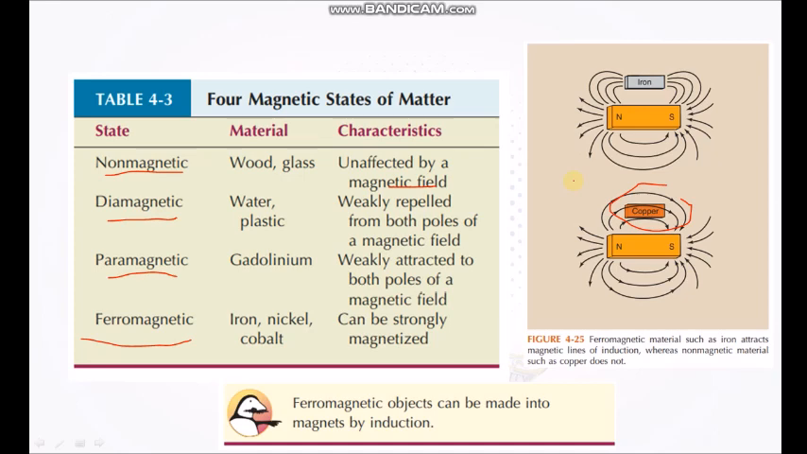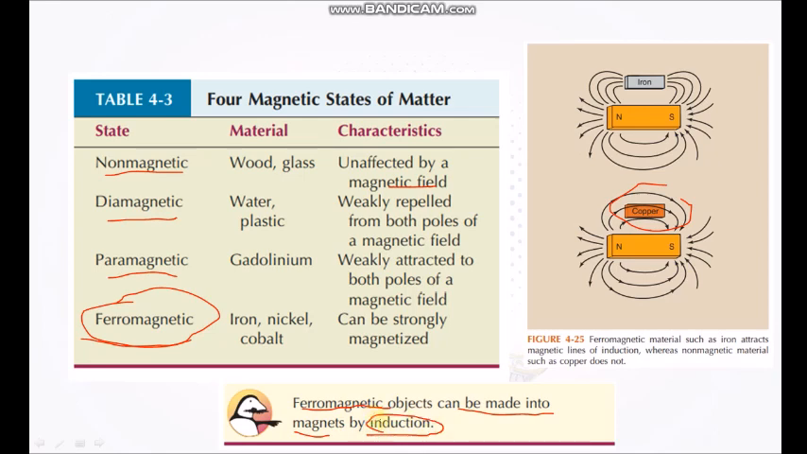So the property of gadolinium being paramagnetic is important in MRI, because gadolinium is the contrast material being used for an MRI examination, for contrast examination for MRI studies. And then, ferromagnetic material can be strongly magnetized. Okay, so these are the ferromagnetic materials. These are the objects that can be turned into an electromagnet. Ferromagnetic materials or objects can be made into magnets by induction.